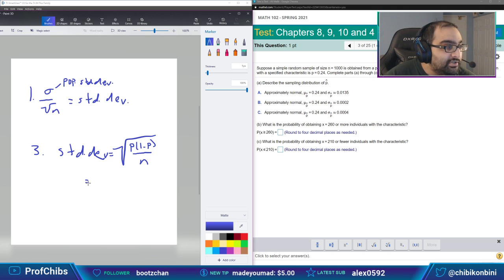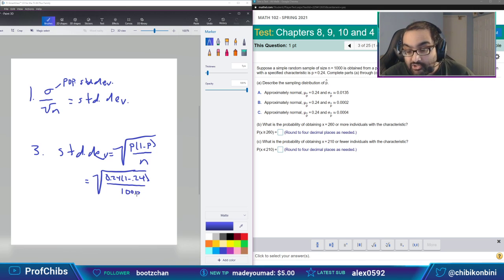So essentially, we're going to have p here, which is going to be 0.24 times 1 minus 0.24, divided by, and the square root of all that, and then 1,000 here. Again, make sure to not enter this into the calculator incorrectly. Remember, you do need to figure out what's inside of this first, and then take the square root of that whole shebang.